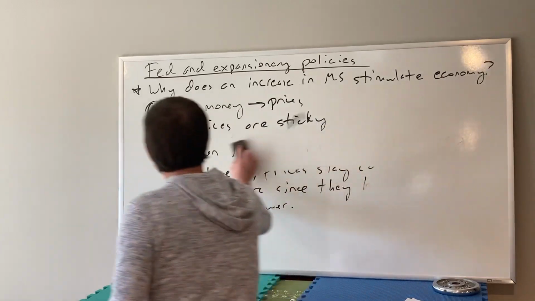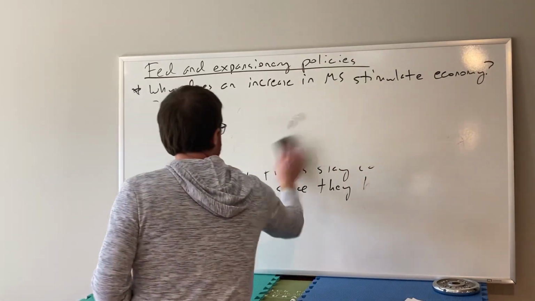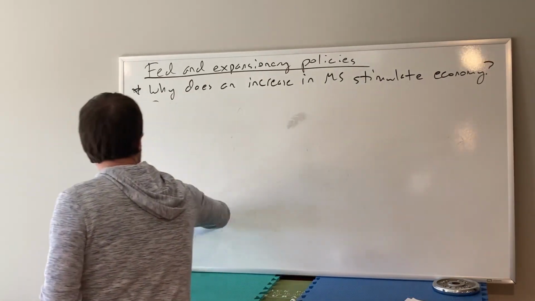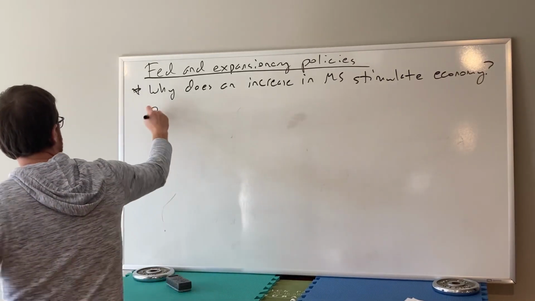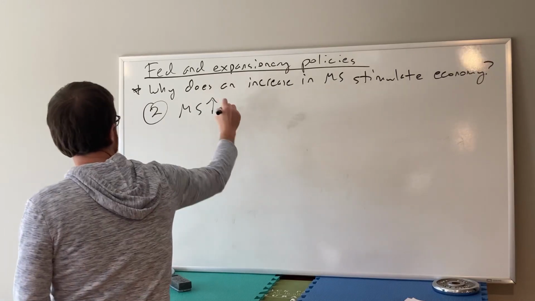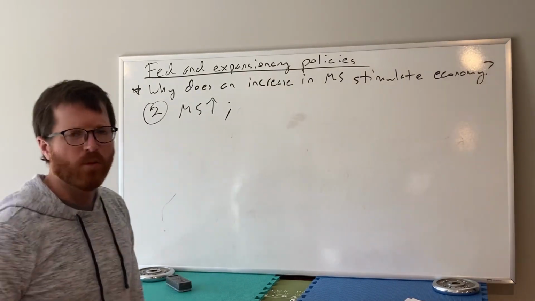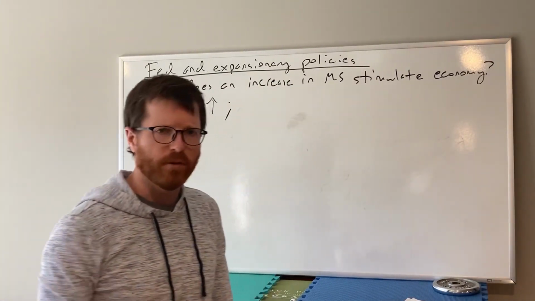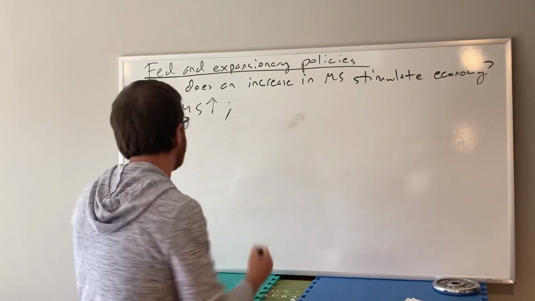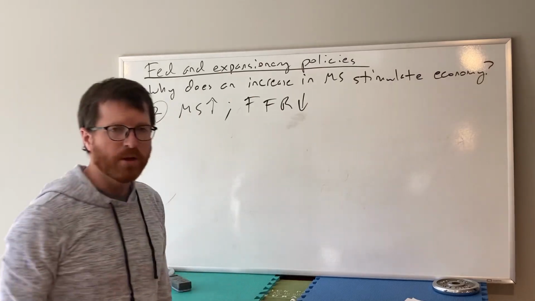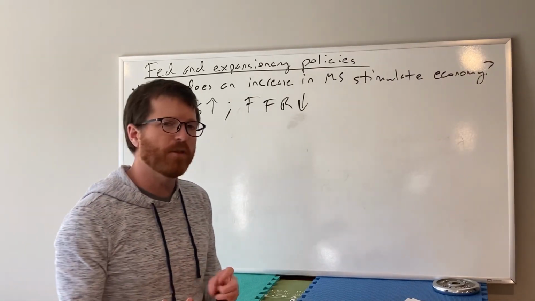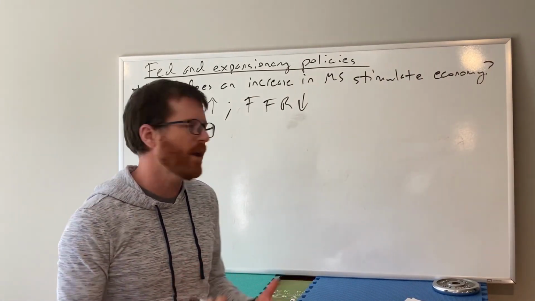A second key way that the money supply affects the economy is through interest rates. When the money supply goes up, what happens to the federal funds rate? We've been drawing these on graphs, right? When the money supply goes up, the federal funds rate goes down. And what we learned in the previous video is that the federal funds rate is connected to all other rates.